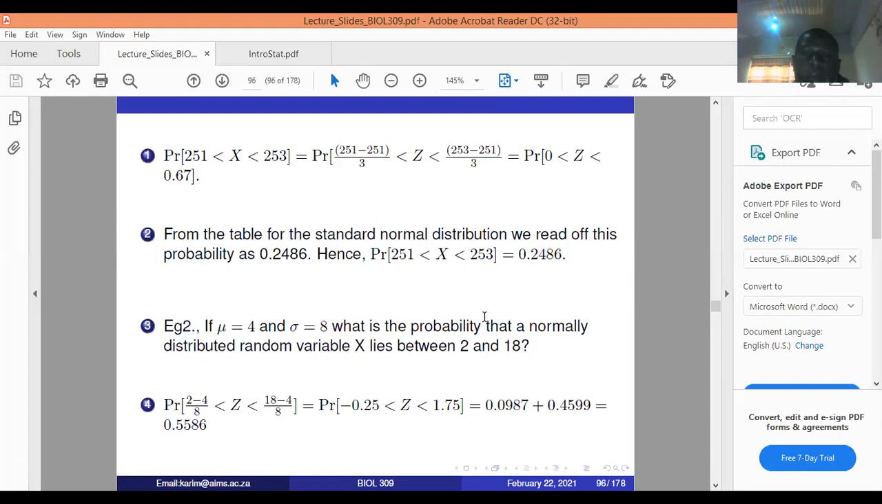Yes, sir. All right, so now we read the value 0.67, and that value is 0.2486. So the probability that the number of newborn babies is between 251 and 253 is 25%.